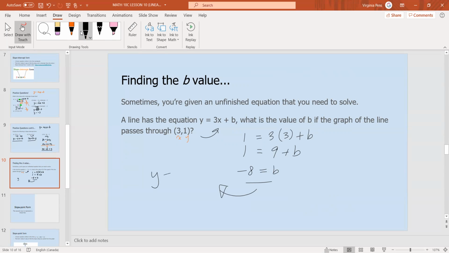So let's bring it back to our original equation, which was y equals 3x plus b. And we now know our b to be -8. So we can just subtract or erase that positive. And this is our final answer. Yay!